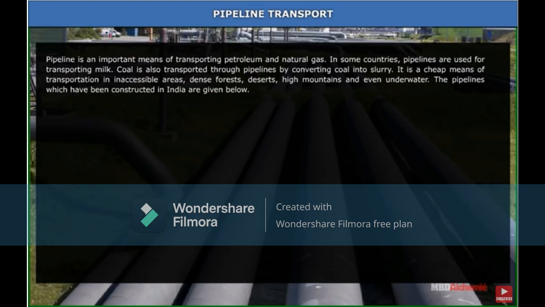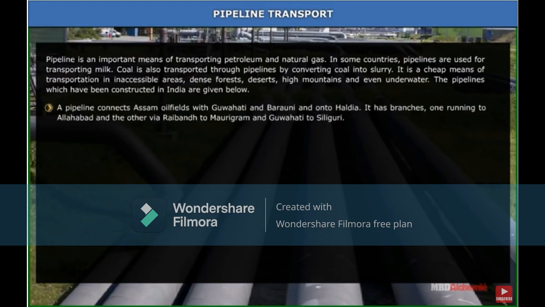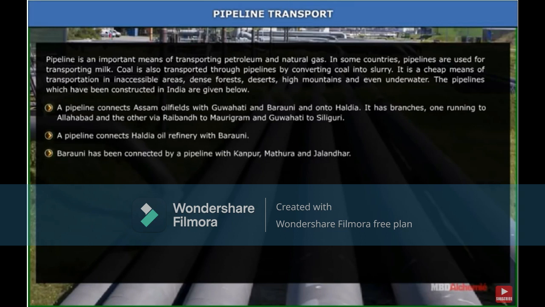The pipelines which have been constructed in India are given below. A pipeline connects Assam oil fields with Guwahati and Baruni and on to Haldia. It has branches, one running to Allahabad and the other via Raiband to Murigram and Guwahati to Siliguri. A pipeline connects Haldia oil refinery with Barauni. Barauni has been connected by a pipeline with Kanpur, Mathura and Jalandhar.